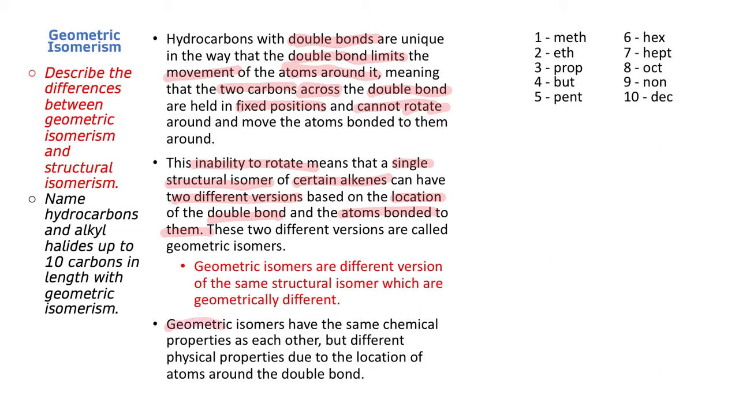These are called geometric isomers. Geometric isomers have the same chemical properties as each other, but different physical properties due to the location of the atoms around the double bonds. All right, and then maybe I'll go through a couple of examples of that when we start drawing them out.